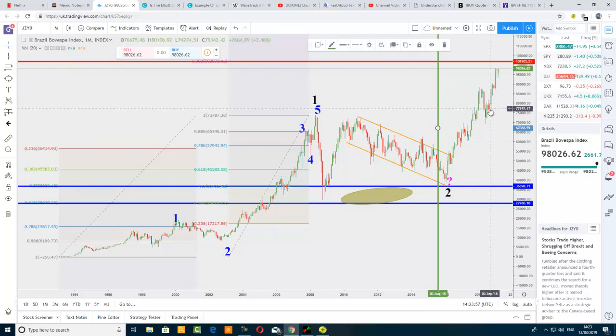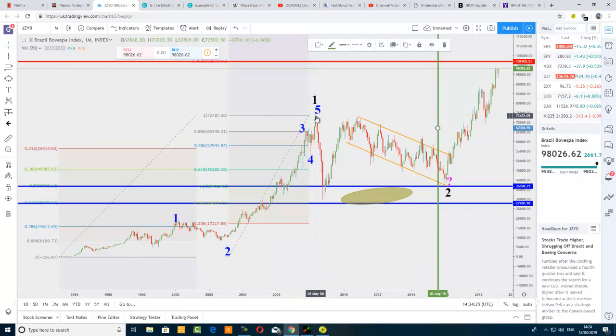Attention please, traders. Are you listening? At this point in time, before we can talk about the third wave of a higher degree, the Ibovespa stock index must find a support above the 138.2% Fibonacci extension level of the motive wave.